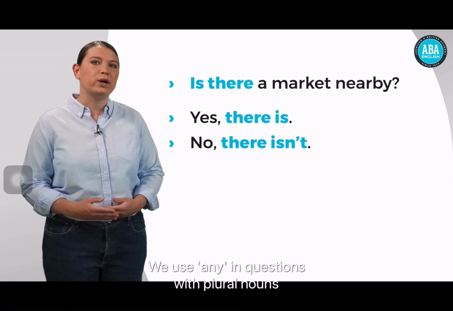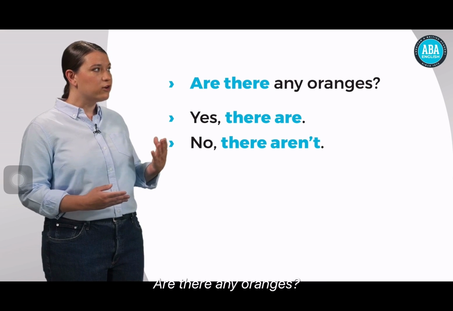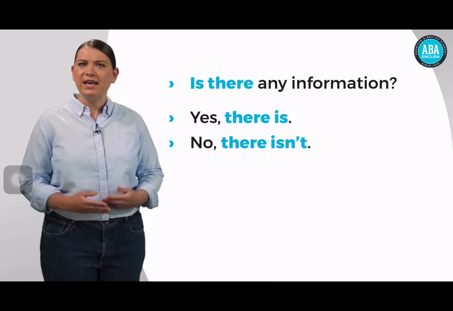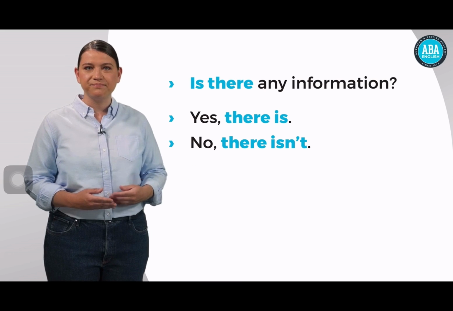We use any in questions with plural nouns and also with uncountable nouns. Are there any oranges? Yes, there are. No, there aren't. Is there any information? Yes, there is. No, there isn't.